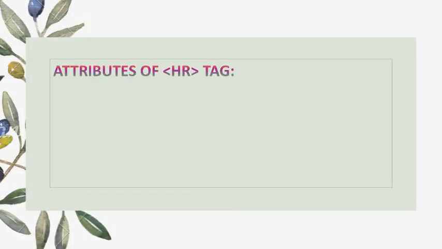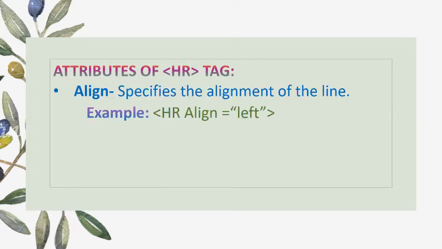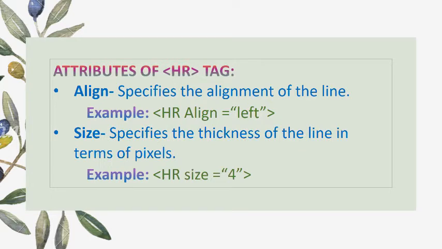Attributes of HR tag. Align specifies the alignment of the line. Alignment can be set to right, left or center. The default alignment of HR is center. Example, HR align is equal to left. Size specifies the thickness of the line in terms of pixels. The default size of a horizontal rule is 3 pixels. Example, HR size is equal to 4.